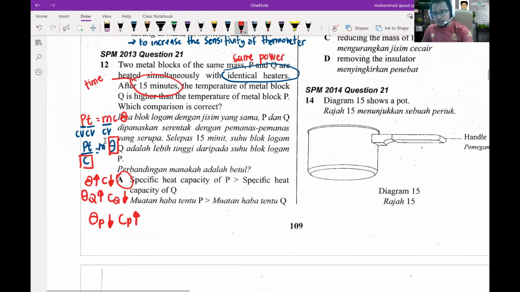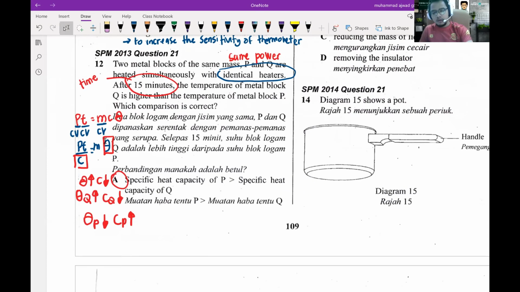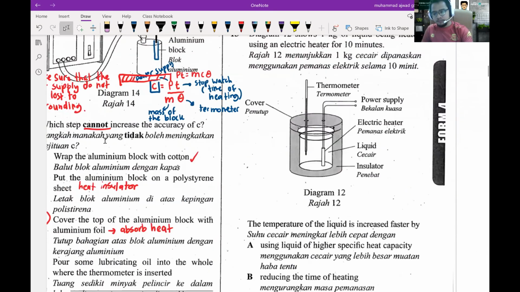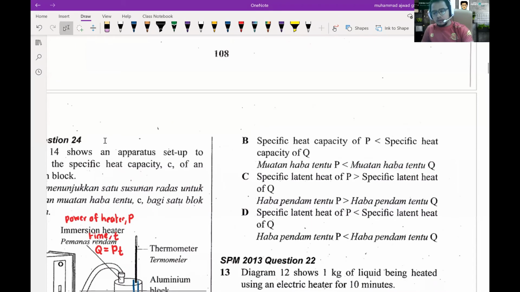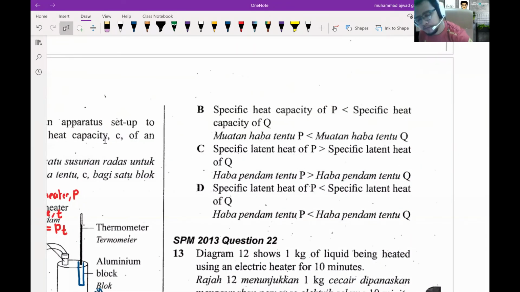Okay, jawapan okay. Thank you Alia. Jawapan D. Alright. So B ni salah. C ni tak boleh pilih, D pun tak boleh pilih. Kenapa? Kenapa cikgu tak boleh pilih C dengan D?